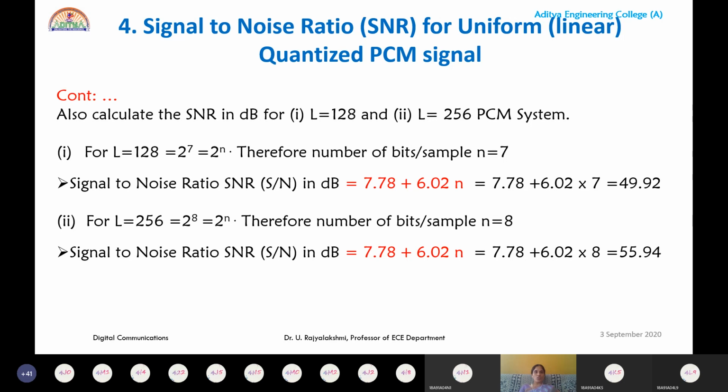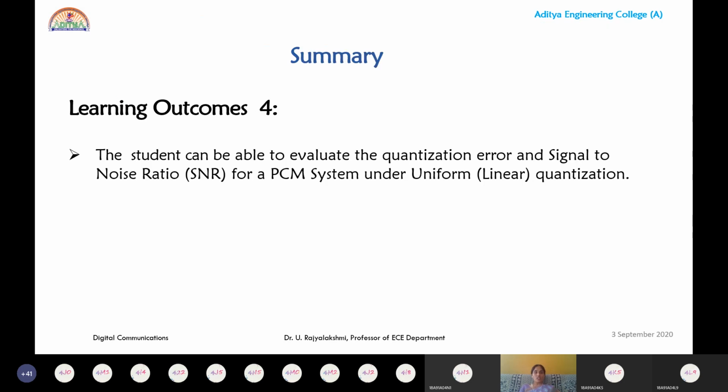Okay. So within this module, we can conclude that each and every student should be able to evaluate the quantization error, similarly quantization noise power, and signal to noise ratio for a PCM system under uniform quantization, because this whole evaluation we performed by considering the step size as uniform. So we considered step size as delta and we calculated the SNR. So with this, almost all the noise portion of SNR for the PCM system has been completed. We need to compare it with delta modulation, which we can study in the further modules.